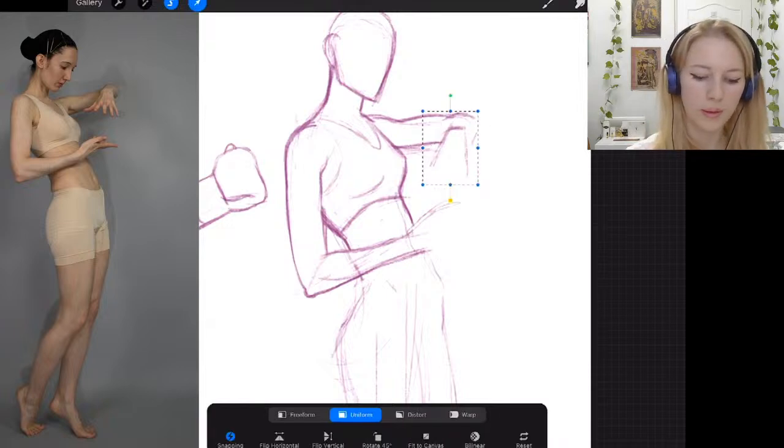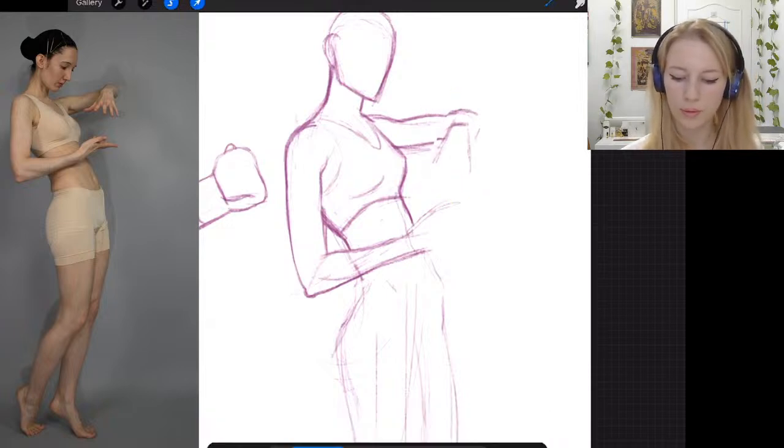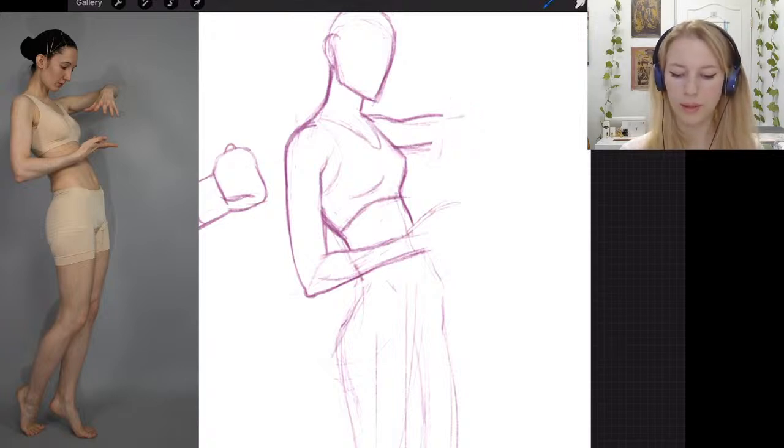I think this hand is even higher than I drew it. Yeah, it's obviously on the same height, even if not higher than the rest of the hand, the other arm.